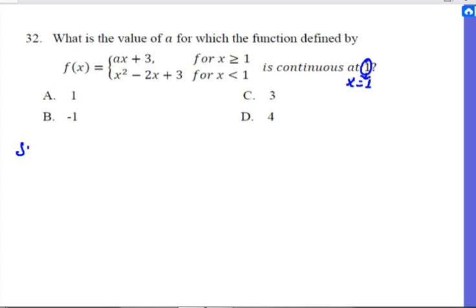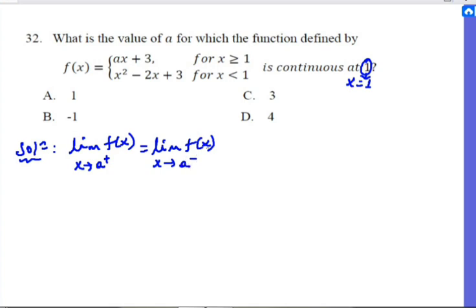So let us see what a continuous function means. A function f is said to be continuous at a if the limit of f of x as x approaches a from the right and the limit of f of x as x approaches a from the left are the same as the functional value at a. So this is the condition for a function to be continuous at a certain point a. So having this in mind, let us try to find the value of a for which this function becomes continuous at x equals 1.